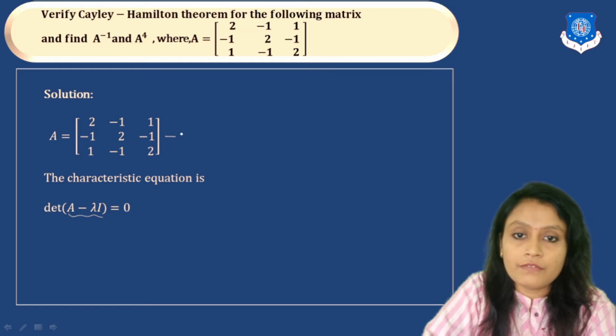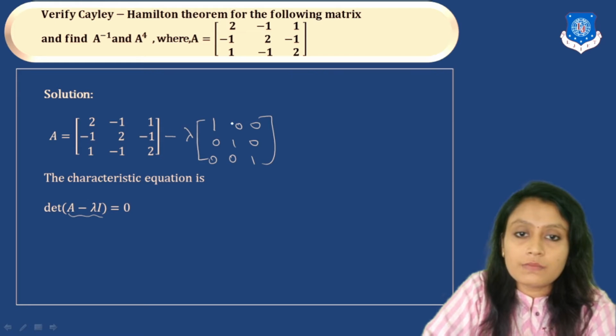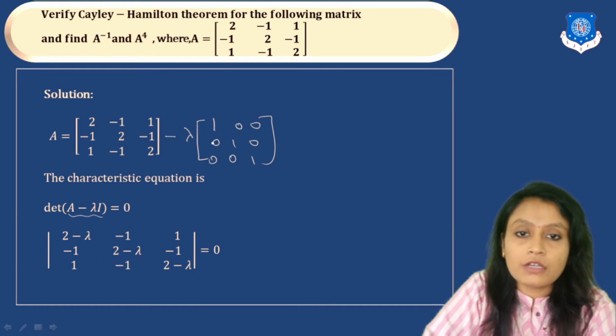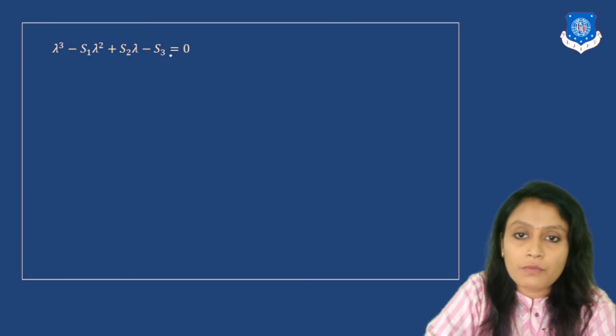A matrix is given, we just have to subtract lambda I from it. I is the identity matrix, which is 1 0 0, 0 1 0 and 0 0 1. Now multiply lambda over here, so you will get lambda at these 3 places and subtract. So you will get 2 minus lambda, 2 minus lambda and 2 minus lambda. Other terms remain as they are because we have 0 at those places. Now we will write the characteristic equation using the formula: lambda cube minus S1 lambda square plus S2 lambda minus S3 equal to 0.